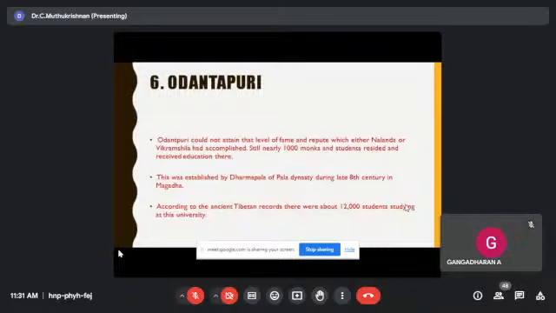Odantapuri University was established by Dharmabala of the Bala dynasty during the 8th century in Magadha. According to the ancient Tibetan records, there were about 12,000 students studying at this university. This is the record about the Odantapuri University.